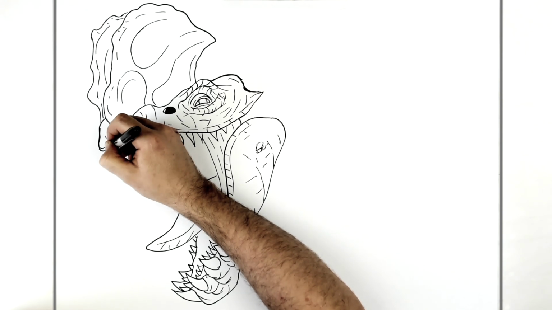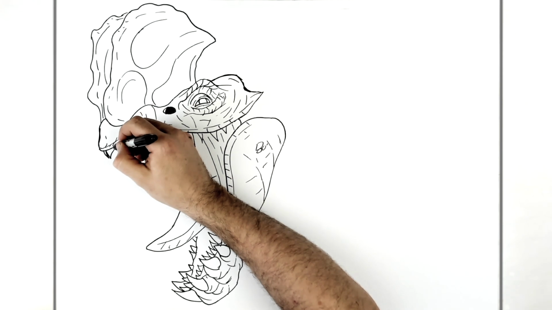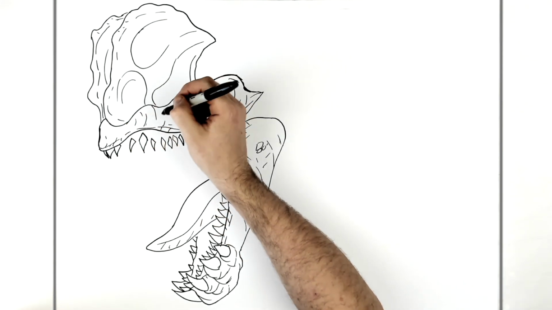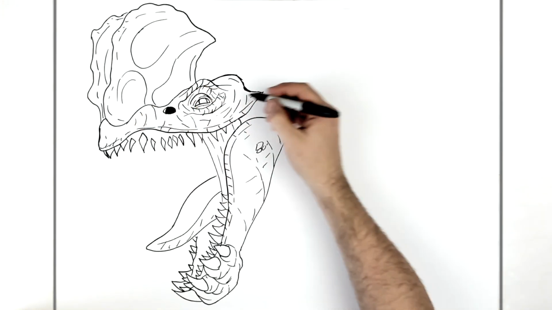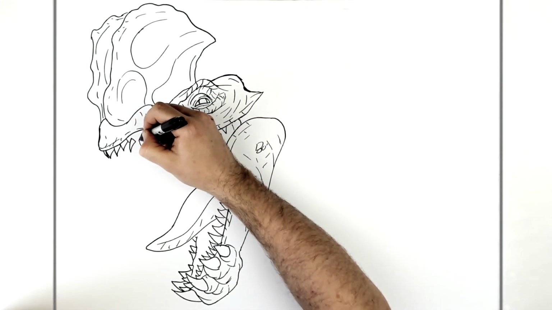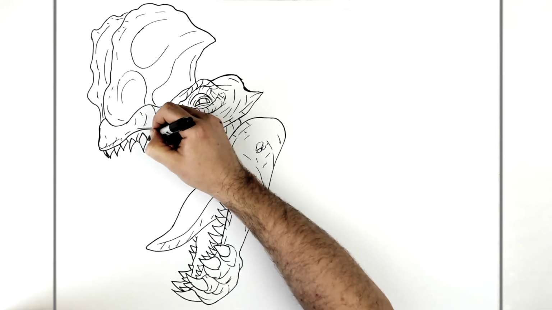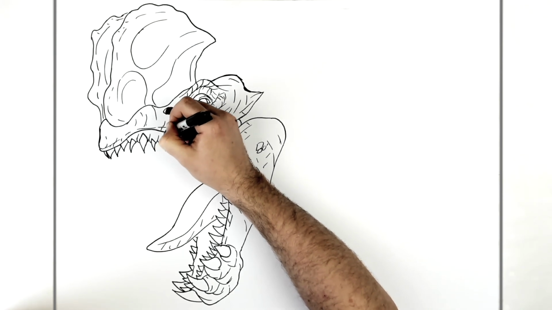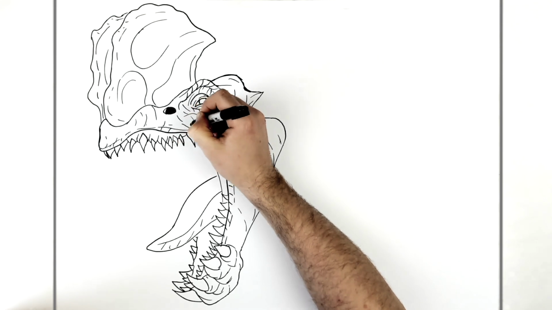Another one here. There. Like that. And then you can't see the gum line in between, right? So you've got to draw that. Those sort of lines like this coming around the teeth here. Like that, right?